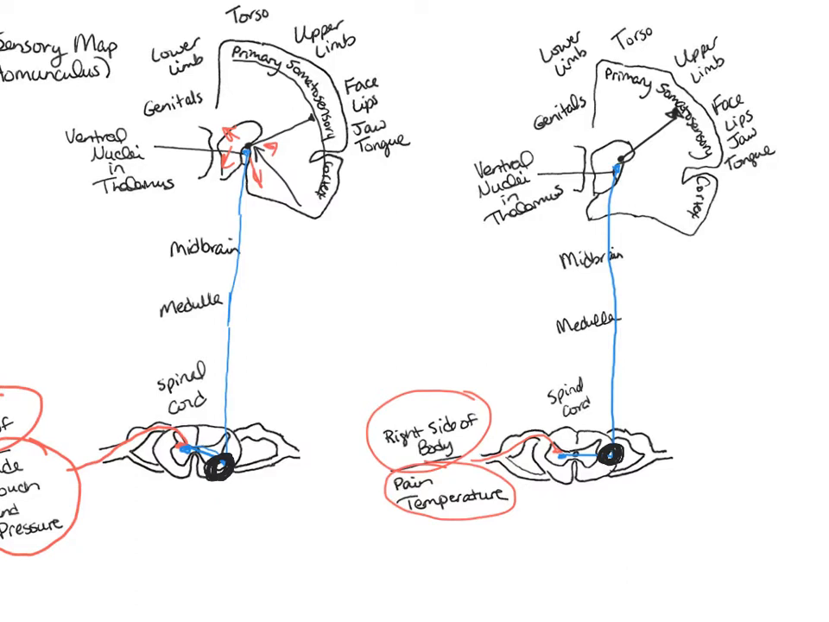Okay. Did you get any questions? Okay. Again, the important thing is, what is it carrying? Yes, it crosses over. So all the pain that you feel on the right side of your body is going to the left side of your brain. All the pain you're feeling on the left side of your body is going to the right side of your brain because it crosses over in the spinal cord. Okay?